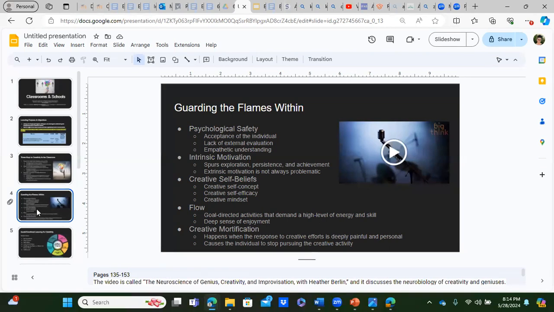For our gifted students, this is imperative. Many of them will not open up to you without having the psychological safety in place. So we definitely want to keep that in mind.